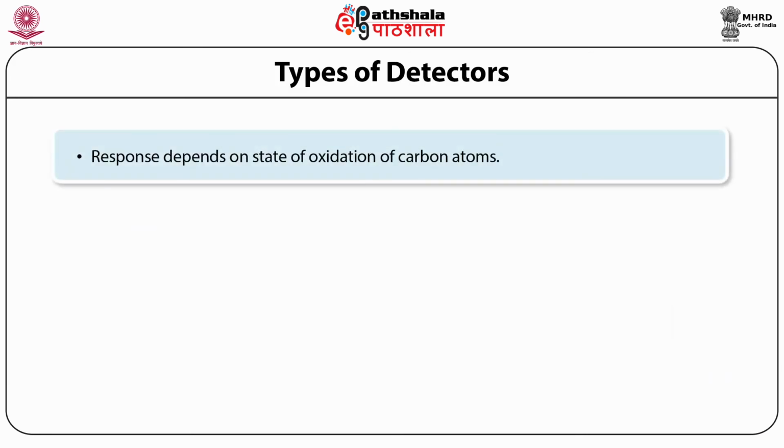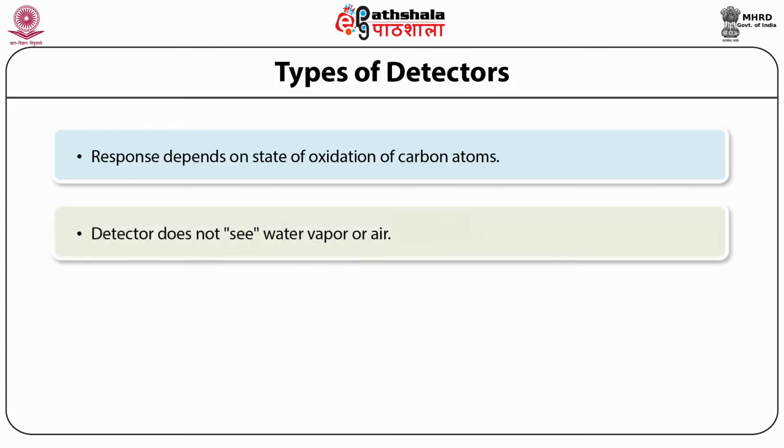The response depends also on the state of oxidation of the carbon atoms. Those which are already completely oxidized do not lead to ion formation. The detector is insensitive to most inorganic compounds. It is especially worth noting that it does not see water vapor or air. The flame ionization detector is relatively simple, extremely sensitive, and has a wide range of linear response.